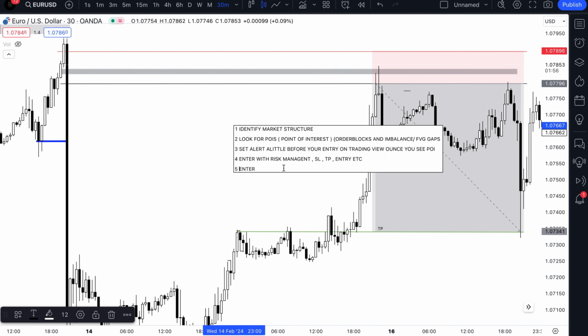In the Forex market, smart money, the people who are behind the market, are the banks and institutions. They're the ones that control the markets and are called smart money. Retailers are just us.